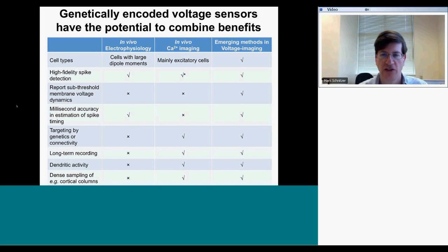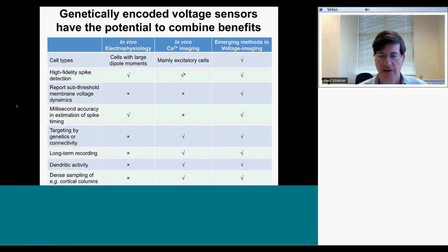Now, when we consider the advantages and limitations of optical calcium imaging, we have a largely complementary set of strengths and limitations here. Calcium imaging has worked very well in excitatory neurons and allowing neuroscientists to detect the occurrences of action potentials.